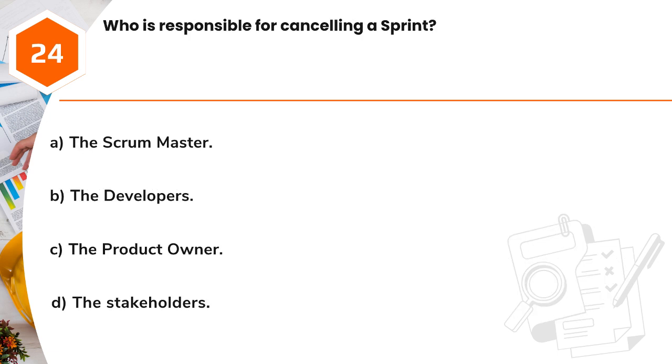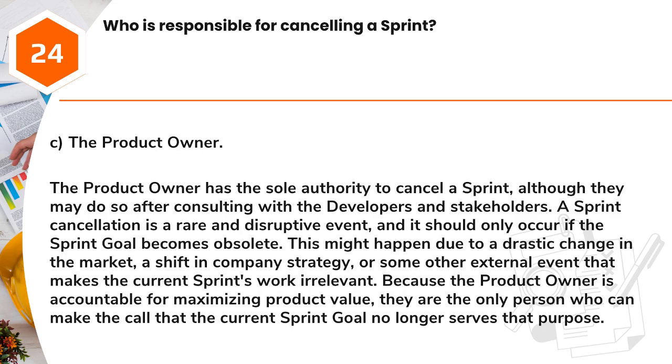Question 24. Who is responsible for canceling a sprint? A. The Scrum Master. B. The developers. C. The product owner. D. The stakeholders. Answer: C. The product owner.